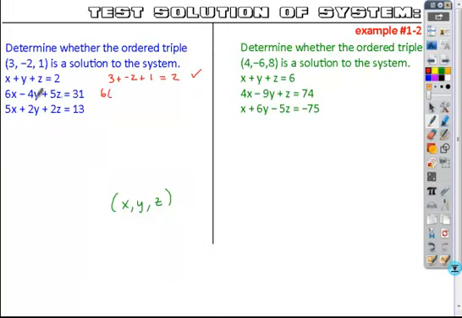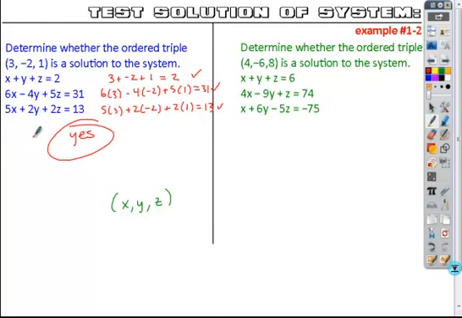Here, if you plug in 6 times 3 minus 4 times a negative 2 plus 5 times 1, you can check and see, does that equal 31? Well, here's 18, minus a minus becomes plus 8 is 26, plus 5 is 31, so yes, that checks. And then the last one, 5 times 3 plus 2 times negative 2 plus 2 times 1, does that equal 13? Again, 15 minus 4 is 11, plus 2 is 13, so that checks. If all of them check, then your answer is yes, that is a solution point.